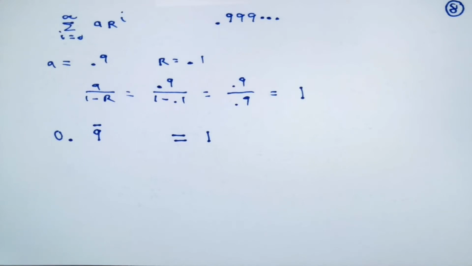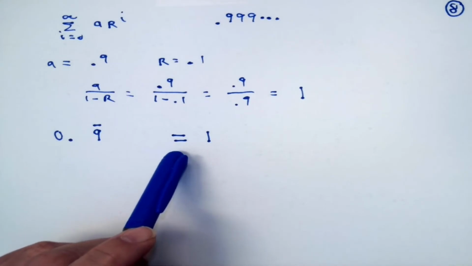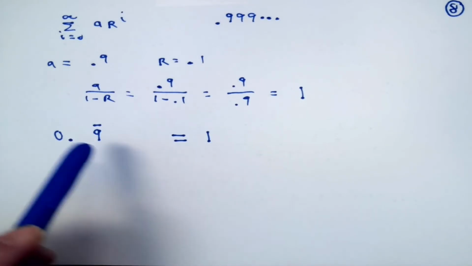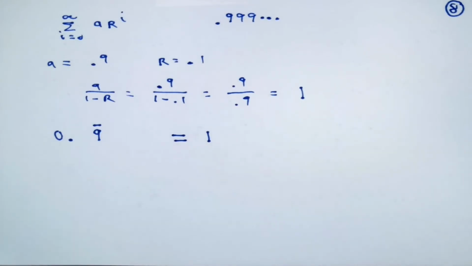It's so close to 1 that it is the same number as 1. These two numbers are exactly the same number. So I would prefer to describe the situation that way. It is a little bit disturbing. We're used to thinking of numbers as having a single decimal representation, but it turns out that it isn't true.